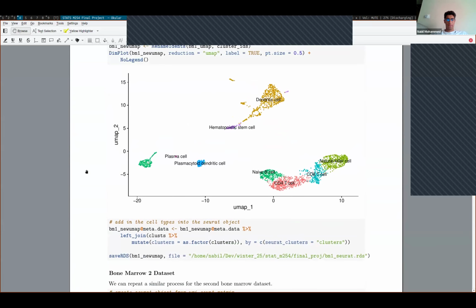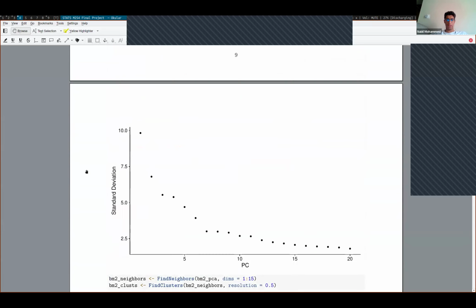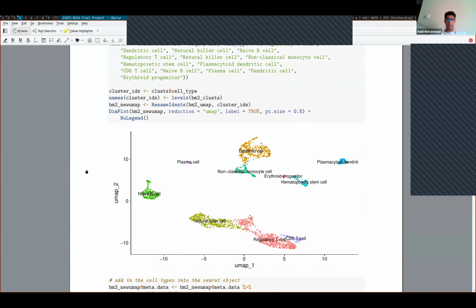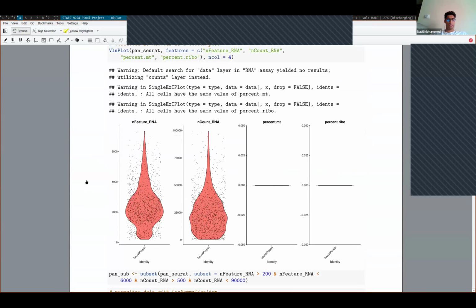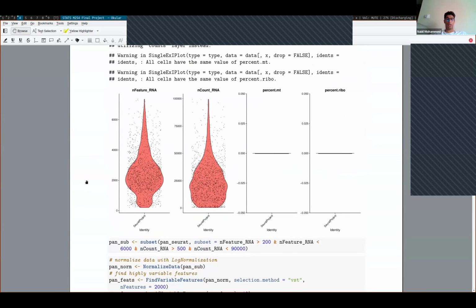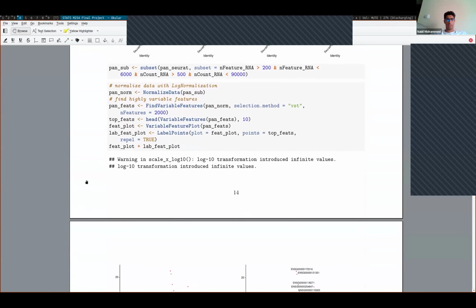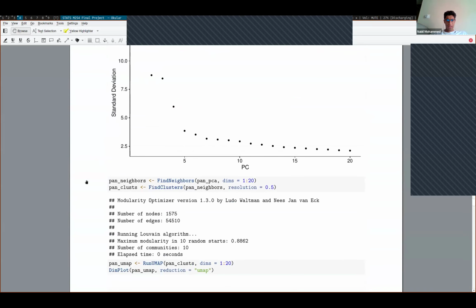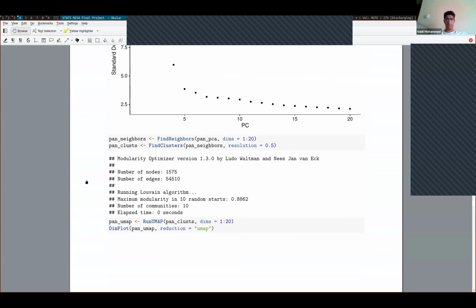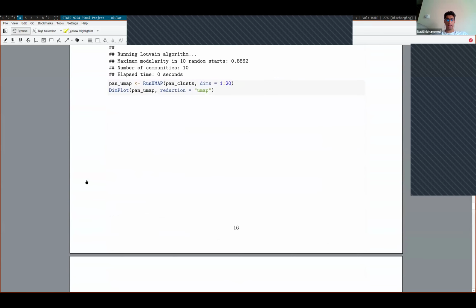Bone marrow 2 is kind of more of the same, so I'm going to skip to part 2, where the initial pre-processing was the same thing, but the task was slightly different in that we were given 2 different cell types and asked to figure out if these cell types existed or if we were able to find additional marker genes. So again, I did the same type of QC where I filtered on the nFeature_RNA and the nCount_RNA. I did log normalization, finding variable features, selecting number of PCs. Here, I think I chose all 20 PCs just because of what the elbow plot looks like.